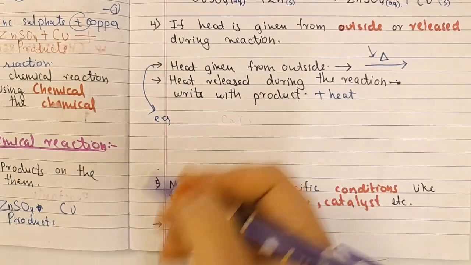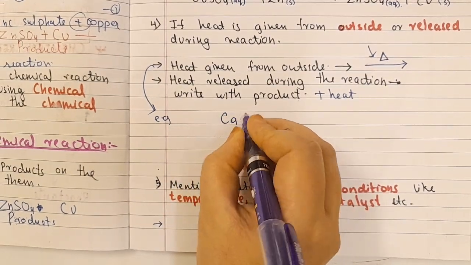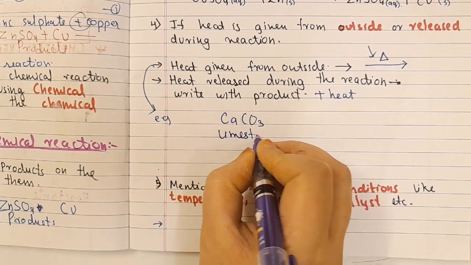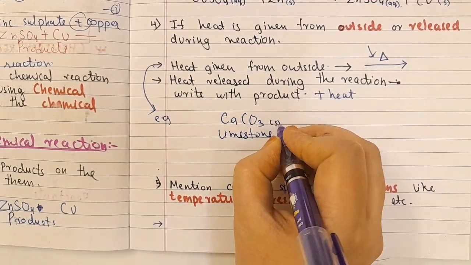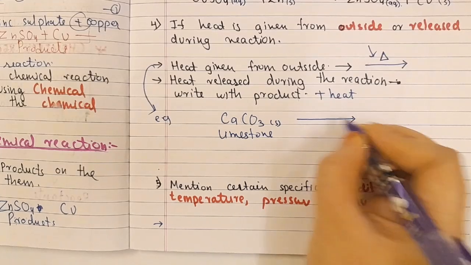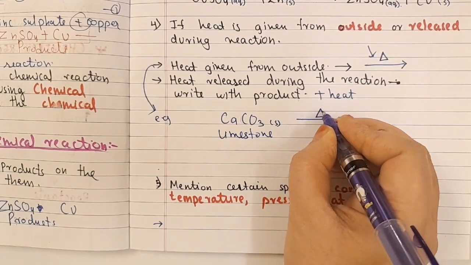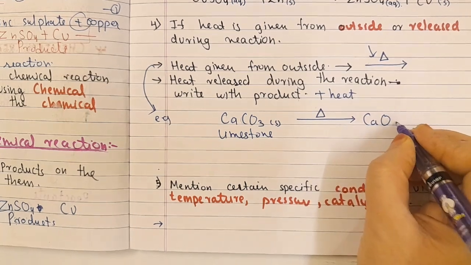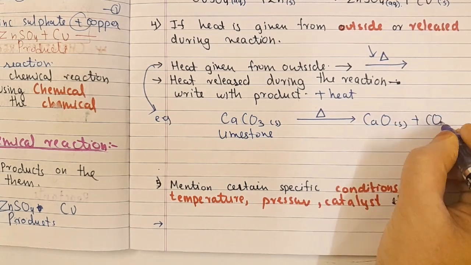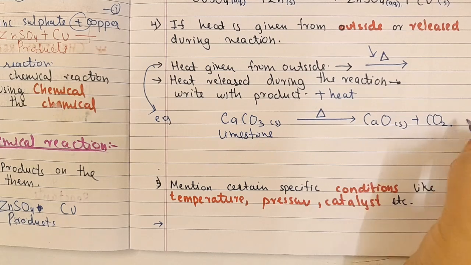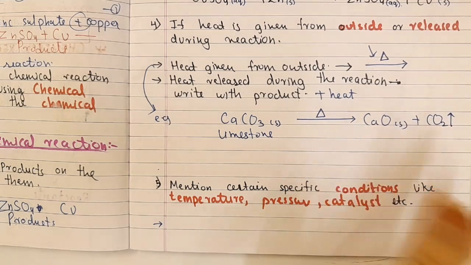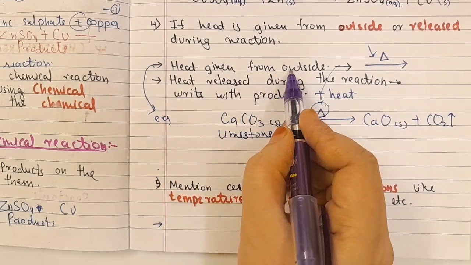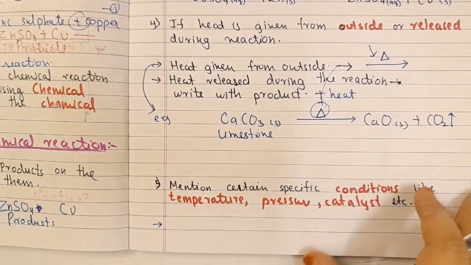That means we are providing heat to the reaction mixture, which is calcium carbonate. We also call this limestone, calcium carbonate in solid form. Since we are providing heat, we write the delta sign above the arrow of the reaction. It will form calcium oxide in solid form and carbon dioxide. Students, carbon dioxide is a gas, so we write an arrow in the upward direction. This indicates that heat is given from outside.